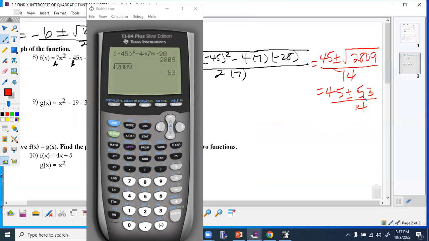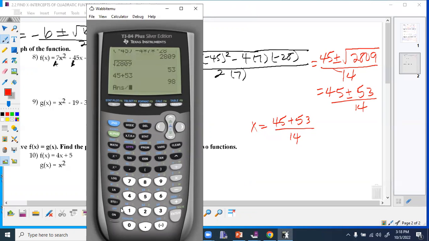That plus or minus tells me that I'm going to have what? Two outcomes, right? I'm going to have 45 plus 53 divided by 14. And I'm going to have 45 minus 53 divided by 14. So I'm solving two things. So I have x equals 45 plus 53 divided by 14. And that gives me 7. So my first x equals 7.